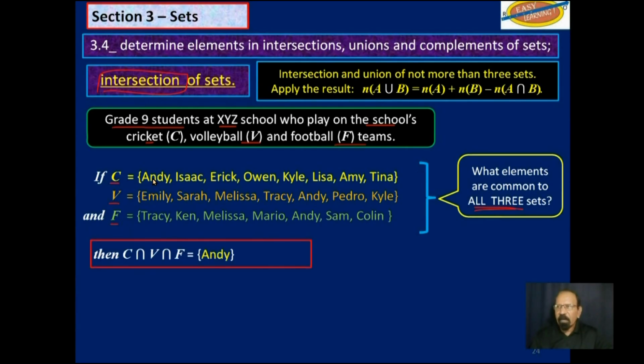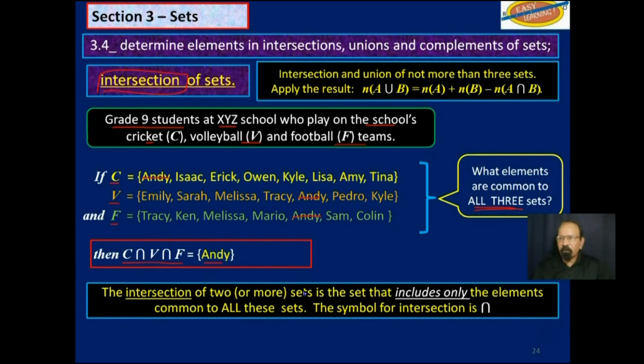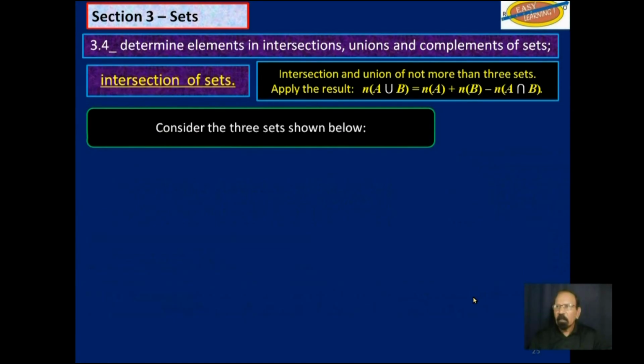So, what elements are common to all three sets? You look at this and you find Andy is there, Andy is here, and Andy is also here. Andy is the only person who plays all three of these sports. So C intersection V intersection F is the subset Andy. So the intersection of two or more sets is the set that includes only the elements that are common to all the sets. The symbol for intersection is an inverted U. Now consider these three sets shown below. P, made up of these numbers, 2, 4, 6, 8, 10, and so on. They are even numbers from 1 to 20 inclusive.